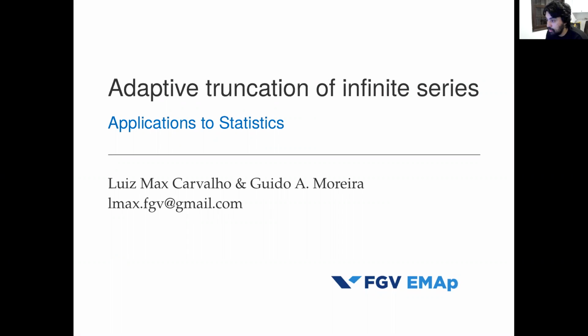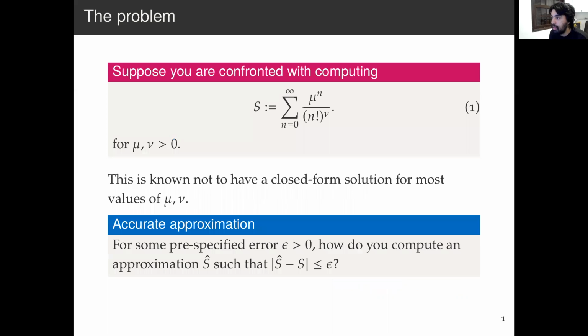And today I'll be talking about adaptive truncation of an infinite series, of course, geared towards applications to statistics. Right, so let's get straight into what the problem is. Suppose you're confronted with computing something that looks like this. So for mu and nu positive, you're confronted with computing the sum.